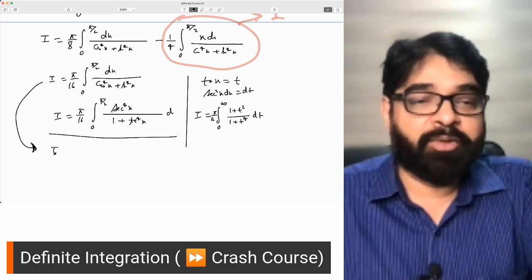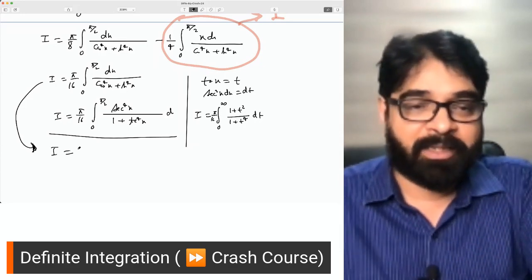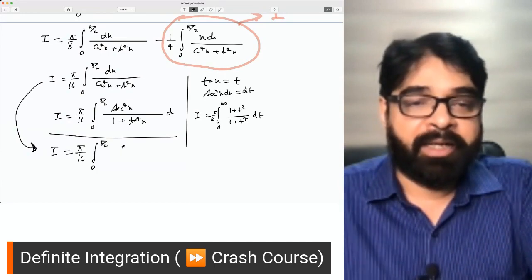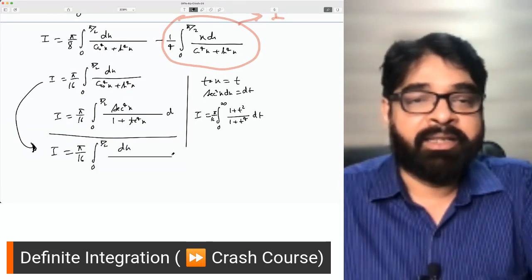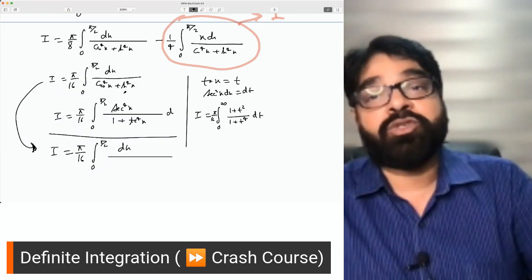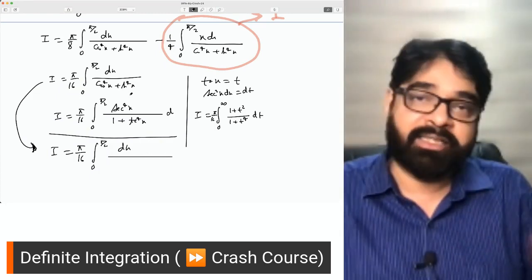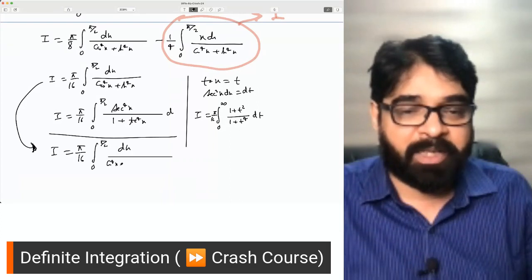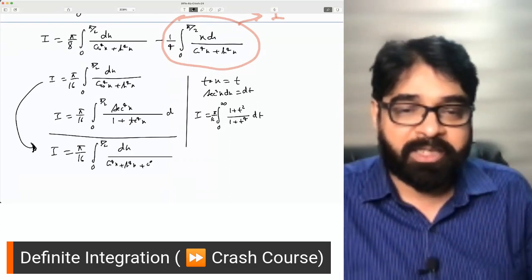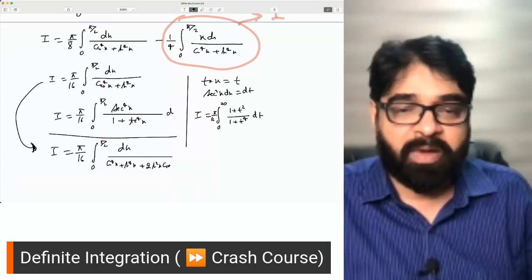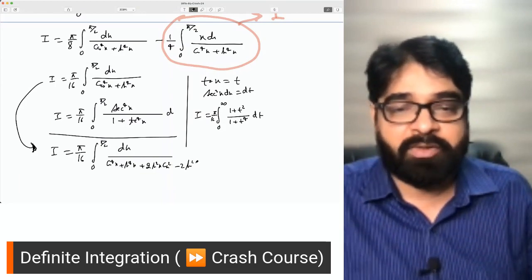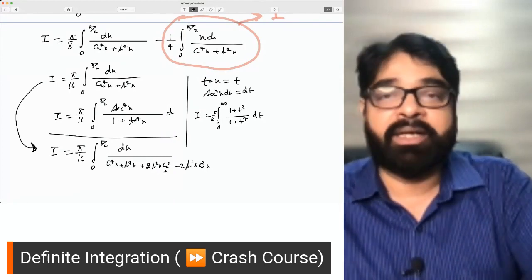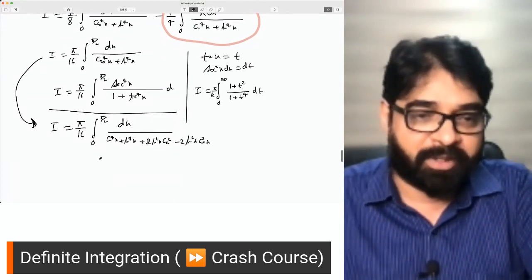But you can do it another way too, if you are not comfortable with this method. So, pi by 16, integral 0 to pi by 2, dx divided by... here I can add 2 sin square x cos square x and subtract it. So we get cos power 4x plus sin power 4x plus 2 sin square x cos square x minus 2 sin square x cos square x. I'm more comfortable with this method, but I'm just telling those who can't do it after this.